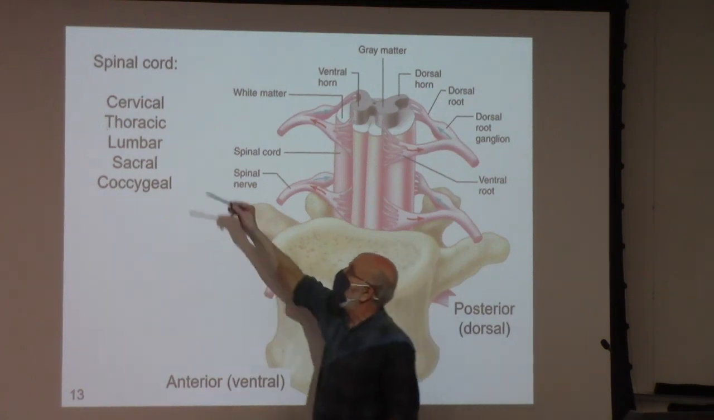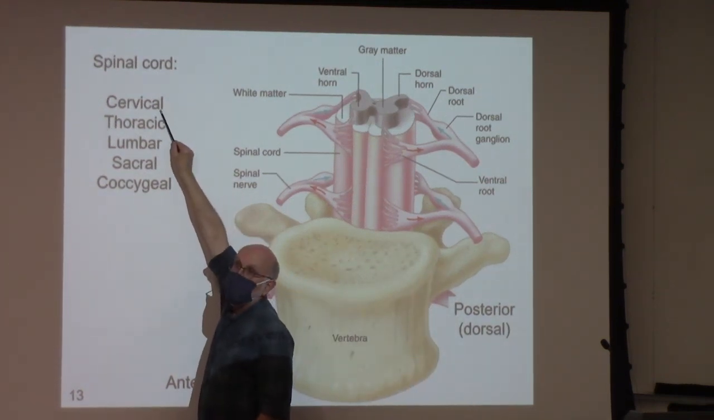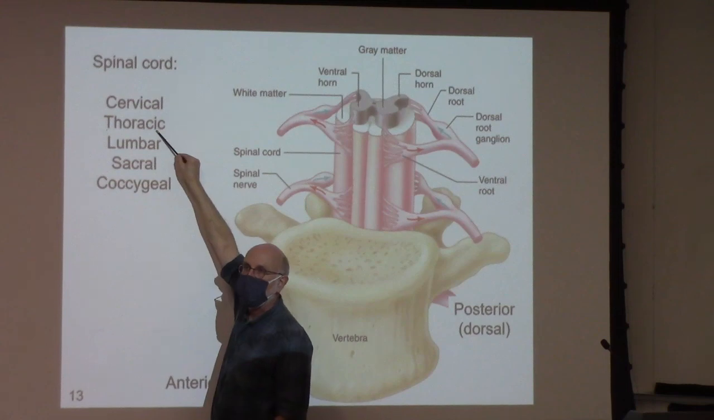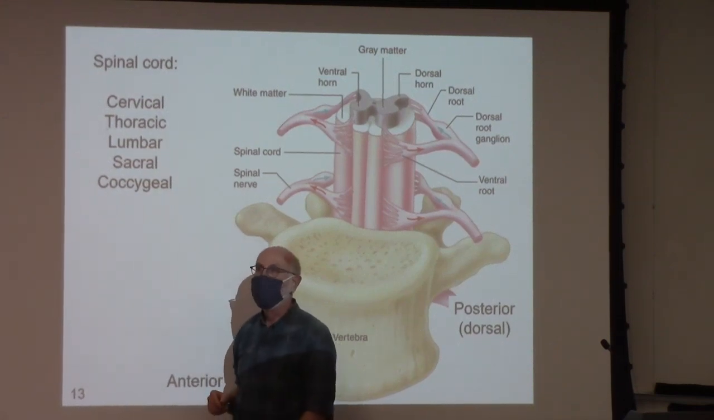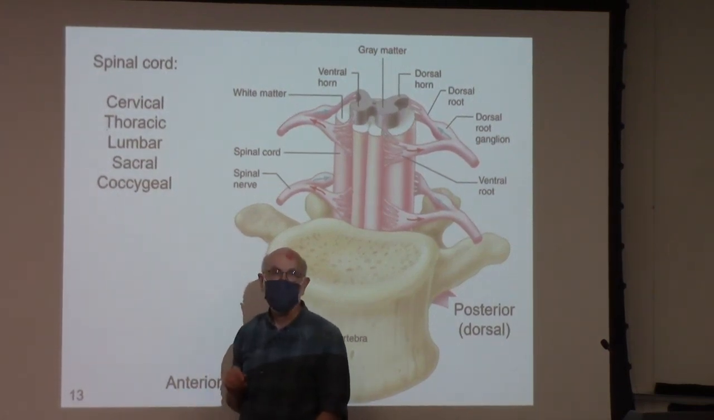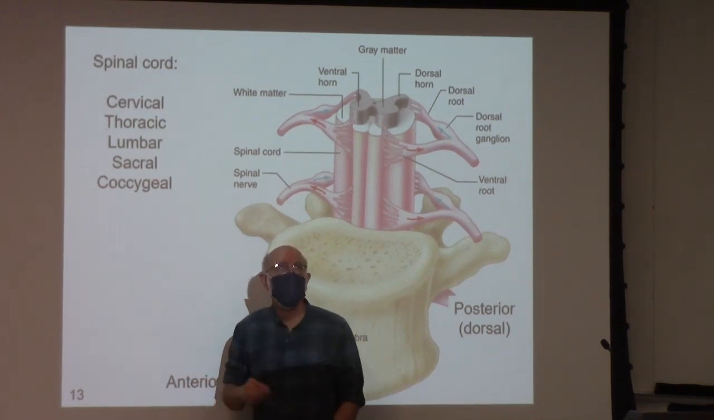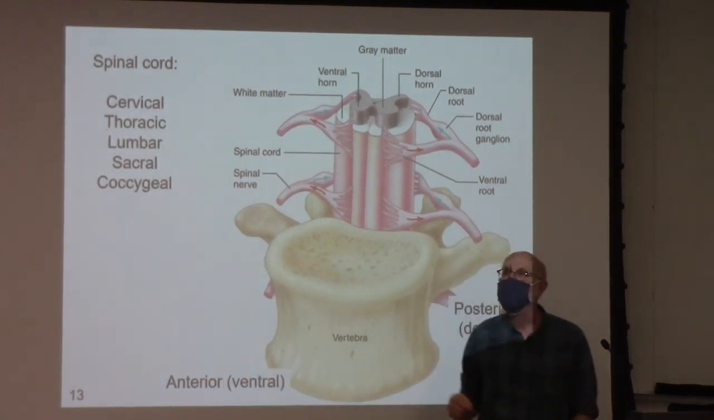Some classes would ask you to memorize that there are 7 cervical sections and there are 12 thoracic. I'm not going to do that. So the numbers of sections you don't have to memorize. You just have to memorize the names in order. Which one is above which and which one is below which.